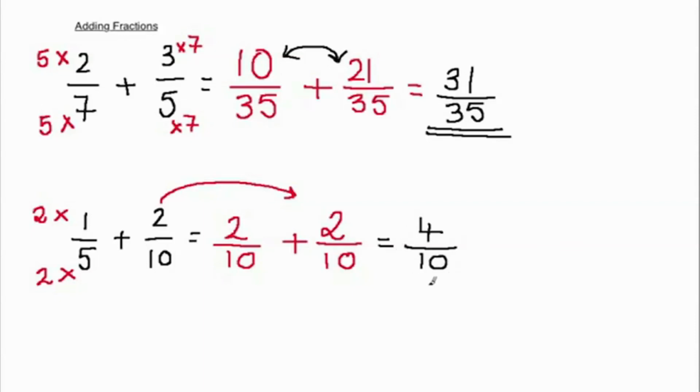Now 4/10 is a perfectly acceptable answer, but if you're trying to write your answer in the lowest possible fraction, so in its lowest terms, 4 over 10 can be divided by 2 at the top, and that can be divided by 2 at the bottom to give you a simpler fraction, which is 2 over 5.